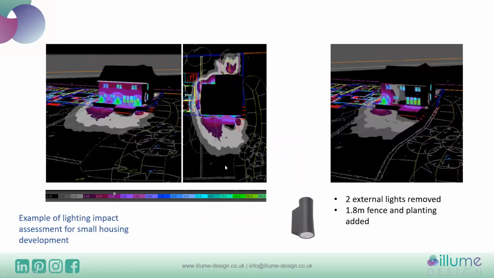So this shows the isoline contours in 3D. So we would normally provide this as an image and then also provide the traditional Lux contour plans as well to scale. And you can see from this, this is prior to mitigation because we had to reduce the external lighting. And this is after mitigation here. So anything shown in grey is less than 0.5 lux, and anything above 0.5 lux is shown in purple or coloured. We had to remove some of the external lighting and add a fence, as I mentioned, and additional planting was added in this instance.